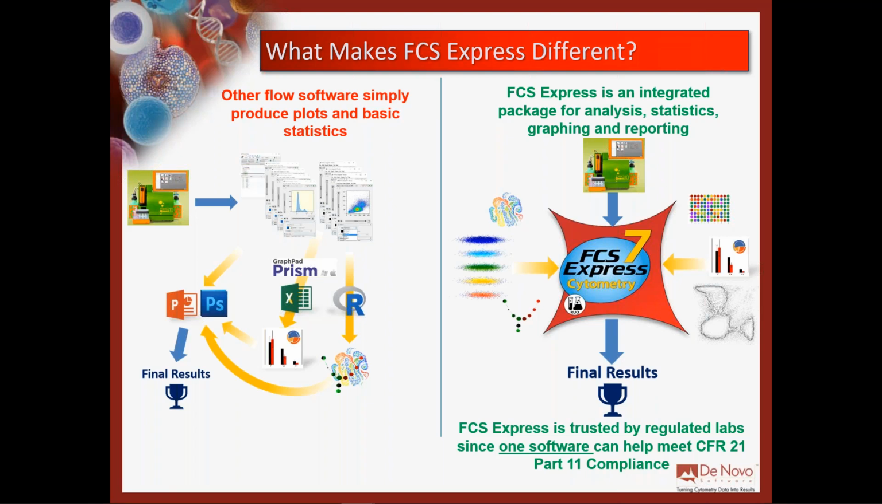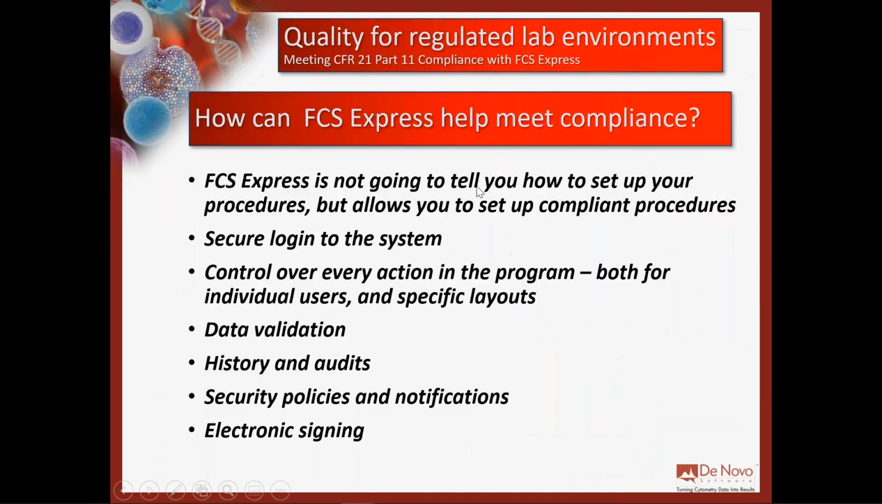So what that means is you can use one piece of software to get your final result, which can really, again, help in the validation process because you're not having to do additional validations of moving data from software to Excel and moving data from Excel to Prism. Really, a lot of what you can be doing can be done directly within FCS Express itself, and having one platform for data analysis greatly simplifies a lot of the validation needs.